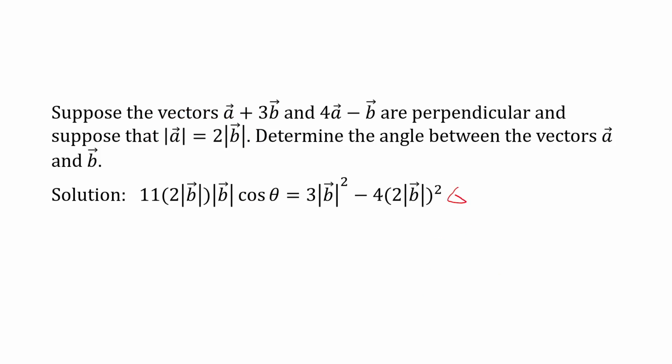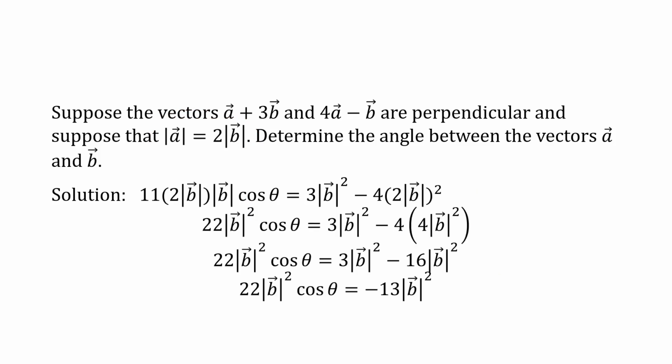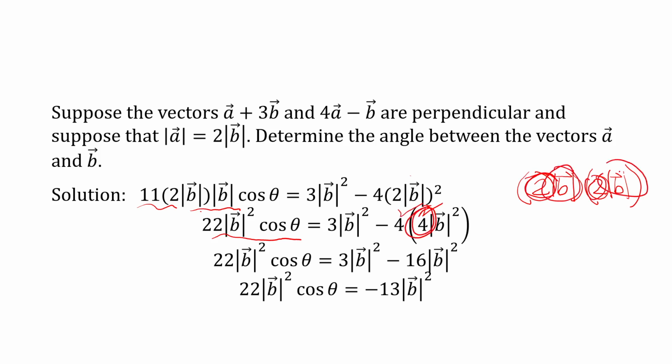So this is again what we have in the previous line. 11 times 2 is 22, so we get 22 times the magnitude of b quantity squared times cos theta. 2 times the magnitude of b quantity squared is the same as 2 times the magnitude of b times 2 times the magnitude of b. 2 times 2 is 4, and so 4 right here. So we get 4 magnitude of b quantity squared. But we had that 4 in front, so this is what we ultimately get there.